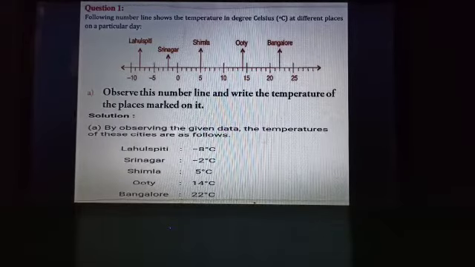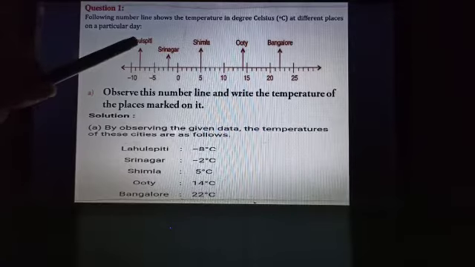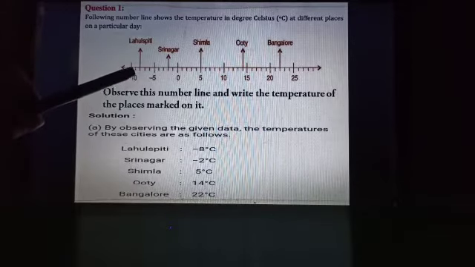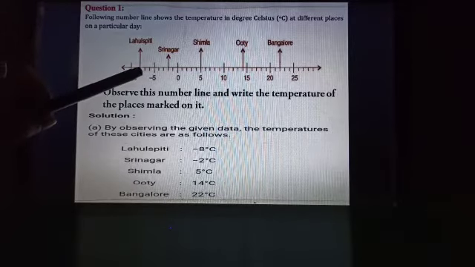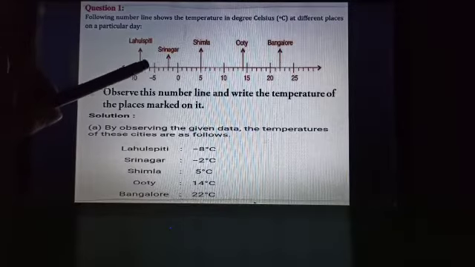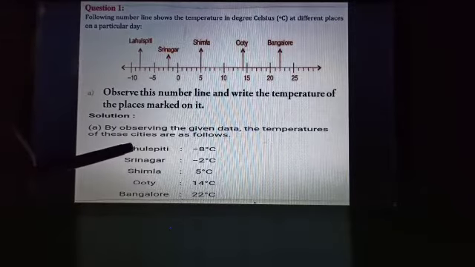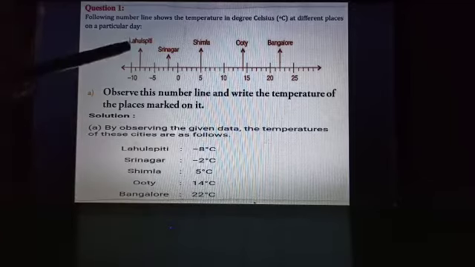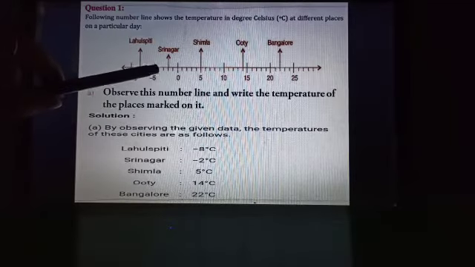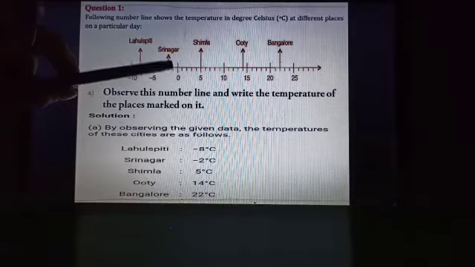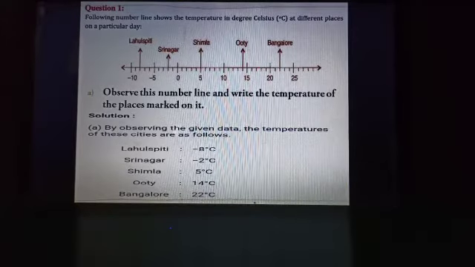By observing the given data, the temperature of these cities are as follows. Look here for the Lahul Spiti. Now, as you know, the Lahul Spiti will lie here. So before -10 we will have -9 and then -8. Therefore, the temperature of Lahul Spiti will be -8 degrees Celsius. Now for Srinagar, as you can see, before -5 we will have -4, then -3, then -2. So the temperature of Srinagar is -2.